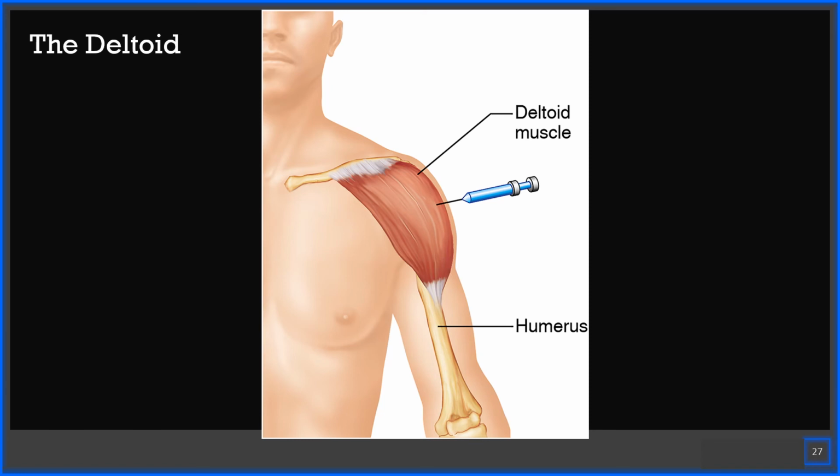The origin of each deltoid winds across the shoulder girdle from the spine of the scapula to the clavicle, and it inserts into the proximal humerus. They're the prime movers of arm abduction, so movement out away from the body.